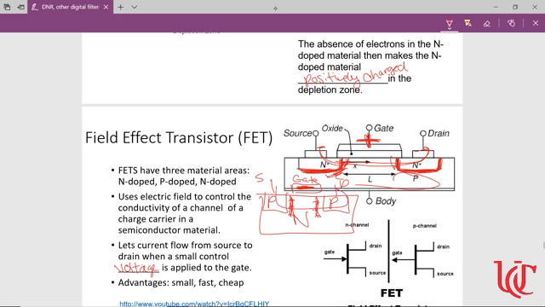If you'd like to think about it more simply, if I have a p-doped body, p looks like positive, I have to apply a positive charge to the gate. If I have an n-doped body, n looks like negative, I need to apply a negative charge to the gate to get current to flow.